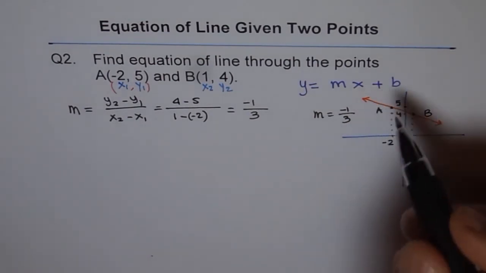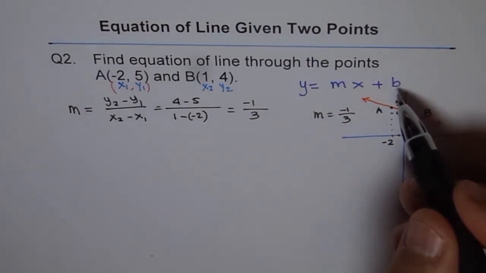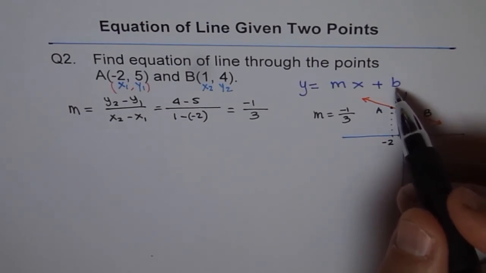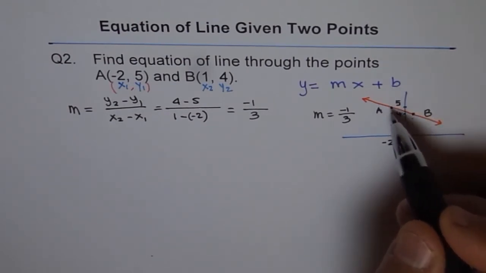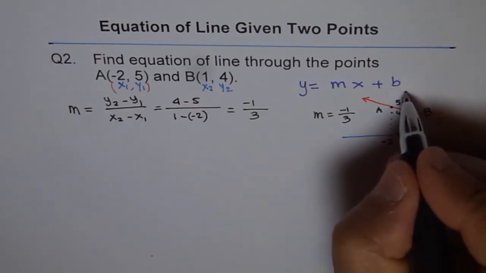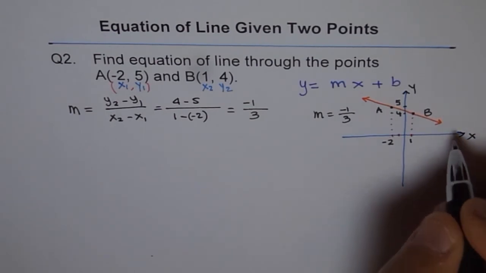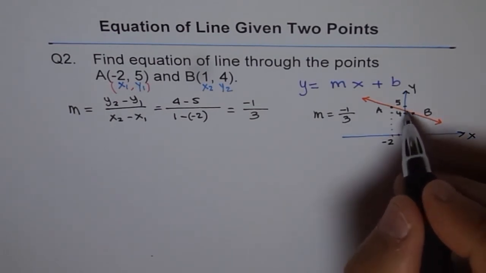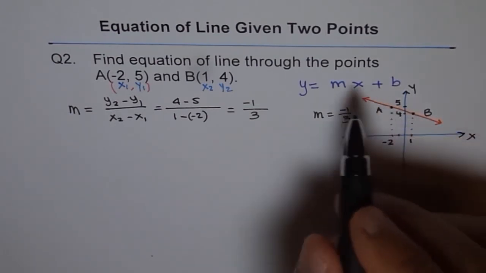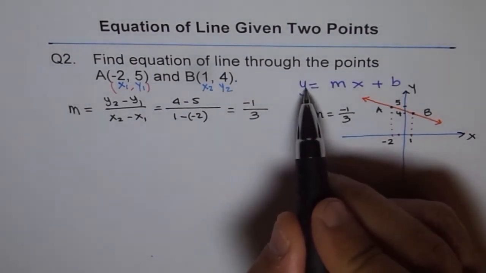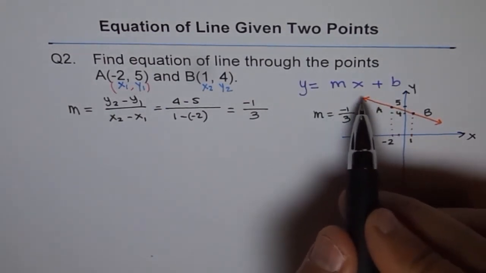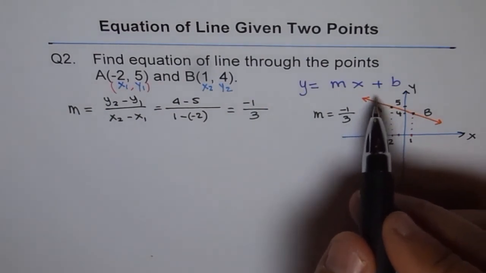And now let's find the second component, which is the y-intercept. Remember, what is the y-intercept? It is the point where your line crosses the y-axis. This is my y-axis and that's the x-axis. At that point x is always 0, and if I put x equals 0, I get y equals b. Correct? So that is another thing you can observe from here.